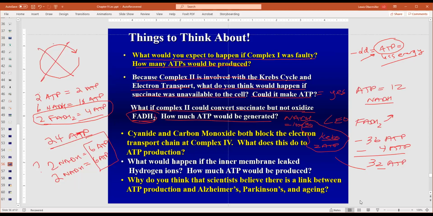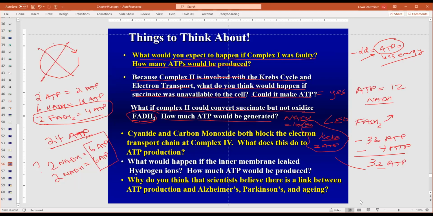So the reason I'm going through this is that I want you guys to know what goes in and what comes out, and you need to be able to keep tally of the energy that's being made. So you need to know how many ATP come from FADH2, how many ATP come from NADH, how many NADHs do we make, how many FADH2s do we make. Does that make sense? Yes.